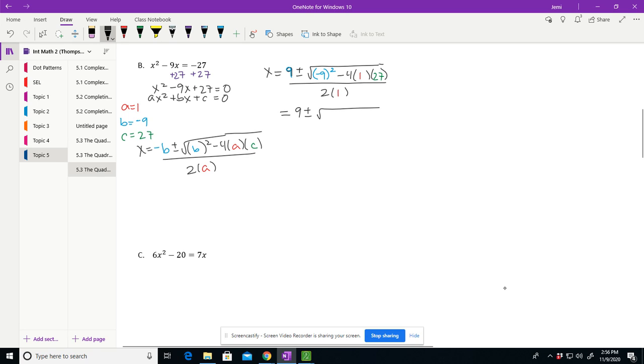So to get caught up here, negative 9 squared is 81. 4 times 1 times 27 gives me minus 108. So I did the exponents and the multiplication in the same step, which is usually what I do. Saves me writing it all out once, if it works for you. And when I subtract 81 minus 108, I get negative 27. So we're here.